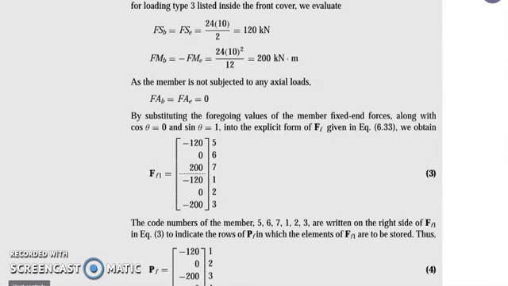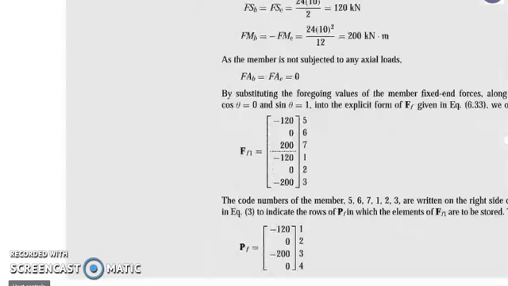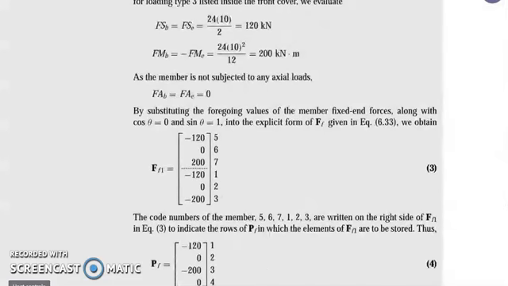So therefore, for the shear force, you have the value WL over 2, which is 120 kilonewton, and the moment force WL squared over 12, which is 200 kilonewton meter. And you have to take note that member 1 is not subjected to any axial load, so that is 0. So if we write that in matrix form, you have now the value for F sub F1.